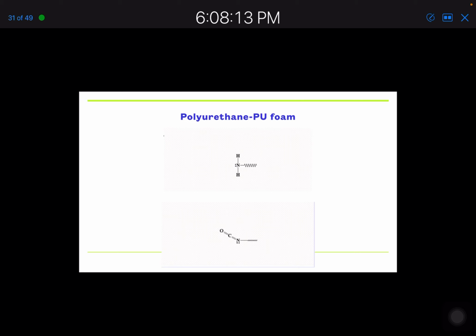I forgot to mention at the beginning, there are two types of step polymerization. The linear that we did now, we call all of them linear step polymerization. The other one we call non-linear. We will see the difference later on, I think next week.